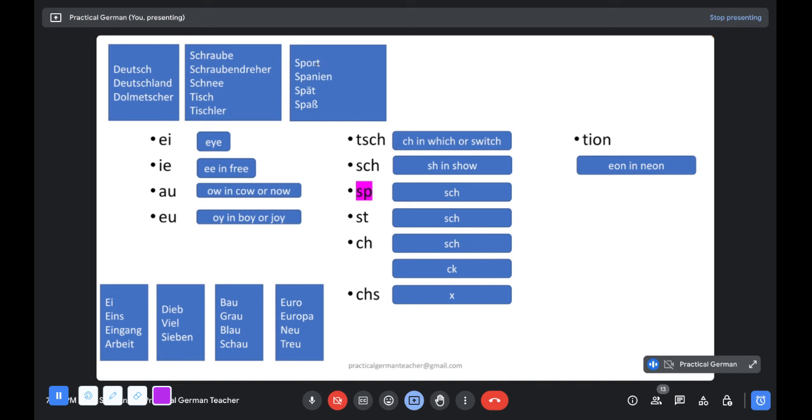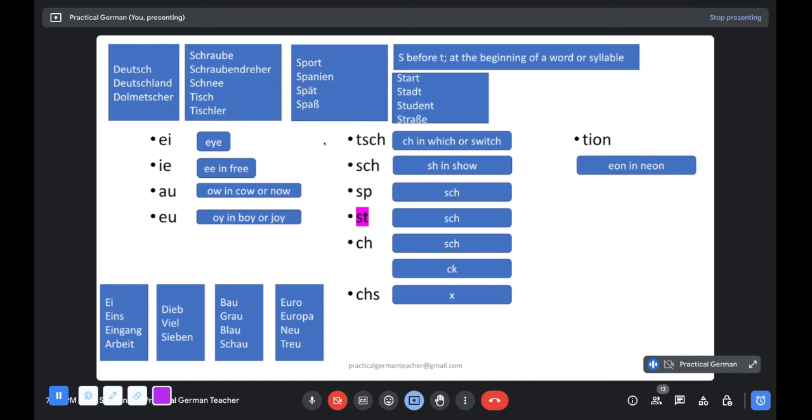I think Sport is obvious. Spanien is the country. Spät and Spaß, I think it's obvious, right? Or do you not know the meanings? Spät is late. Yeah. Spaß is fun. Continue if you can continue reading, no problem. Only if you want to.